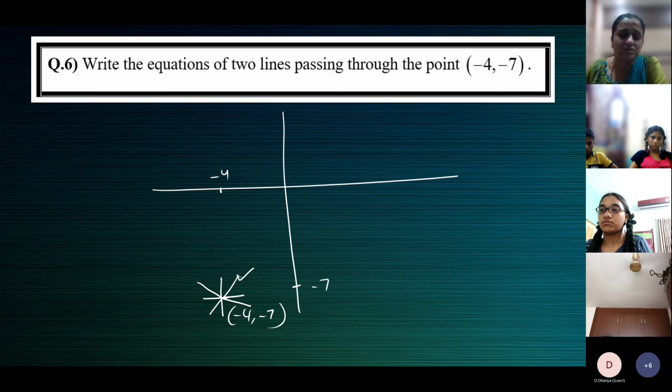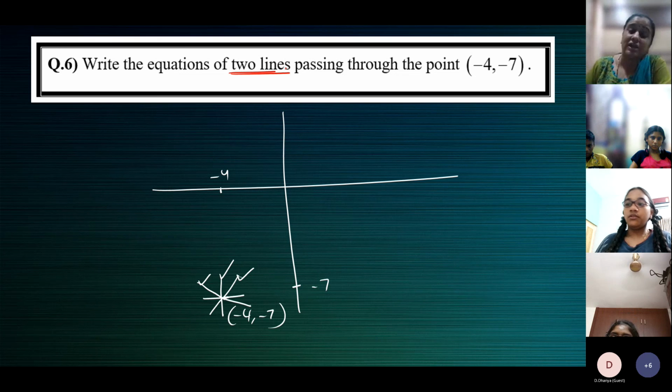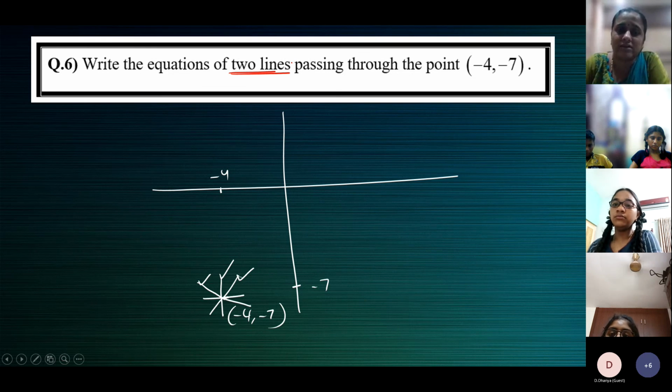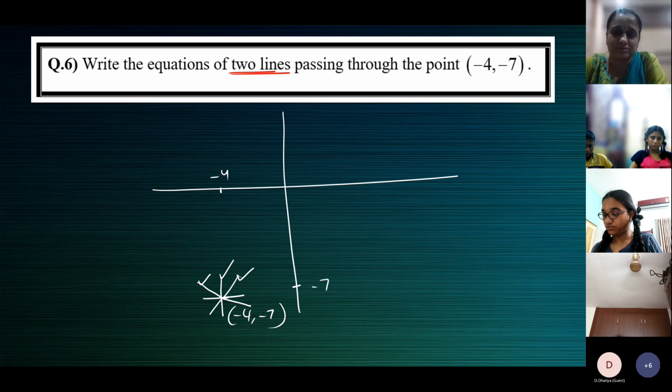This line has an equation, this line has an equation in x and y. So you can write many equations. But the question is, write the equations of two lines. There are infinitely many lines passing through this point. You can't write all the equations. Write any two. The point is (-4, -7). You are asked to write the equations of two lines that pass through this point.